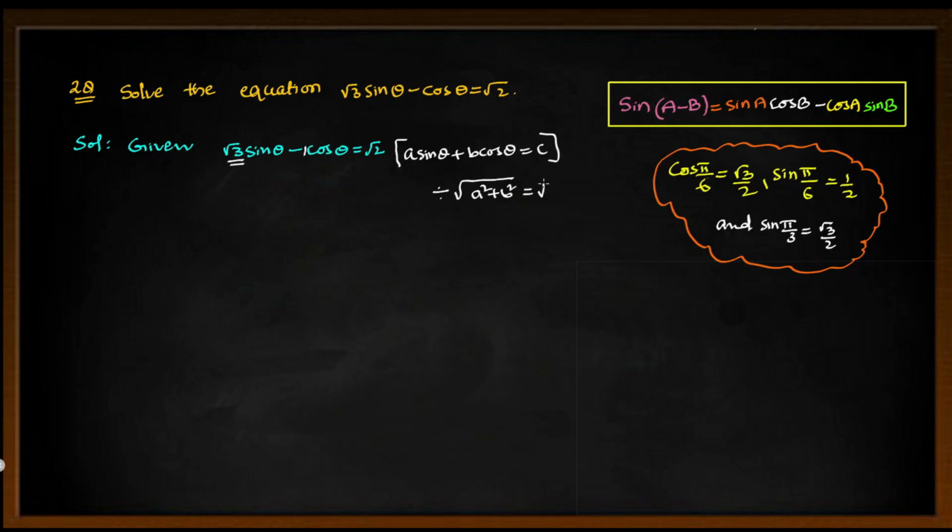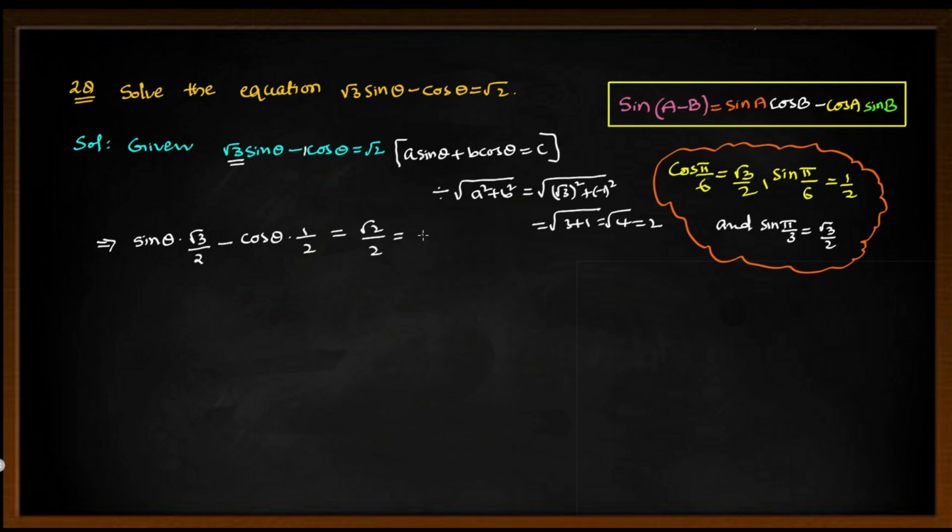So a square plus b square becomes, what about root 3 square? Root 3 square is 3 and minus 1 whole square is 1. So 3 plus 1 is 4, root 4, and what about root 4? It equals 2. So now we have to divide the given equation, each term, by 2. So first write the ratio: sin theta, root 3 is there, dividing by 2, minus cos theta, 1 is there, dividing by 2, equals root 2 is there, we are dividing by 2. We already know that root 2 divided by 2 is 1 by root 2. Root 2 by 2 is how much?